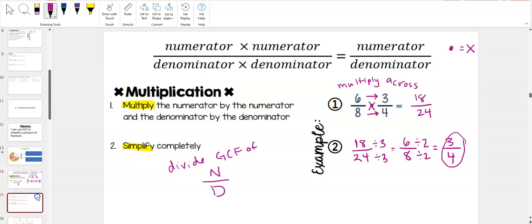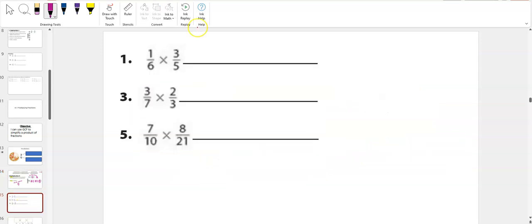So we're going to practice. We have 1/6 times 3/5, 3/7 times 2/3, and 7/10 times 8/21. I'll do one with you, and then if you want to pause and do the rest on your own, we can do that. But basically, remember, we're multiplying straight across. So 3 times 1 is 3. 6 times 5 is 30. I'm now going to reduce or simplify. 3 and 30 have a GCF of 3. So that's going to be 1/10.